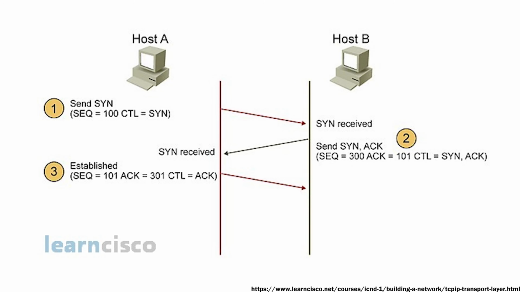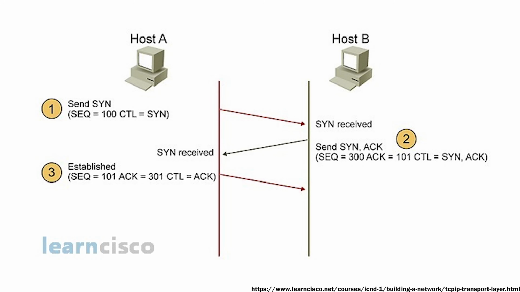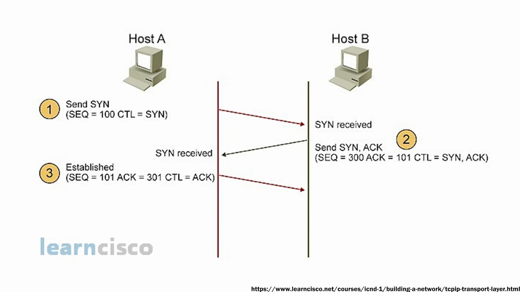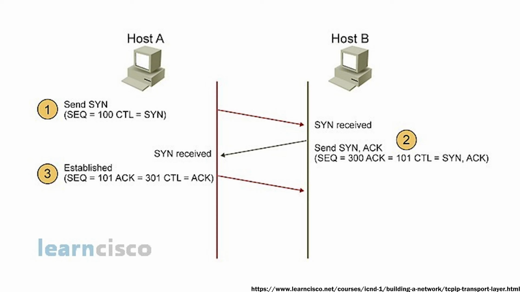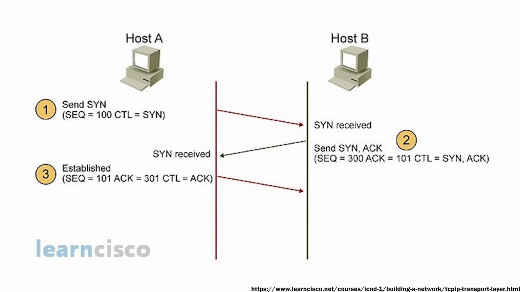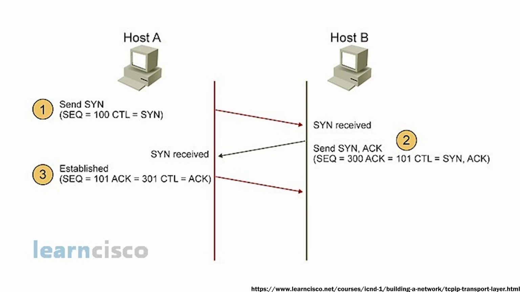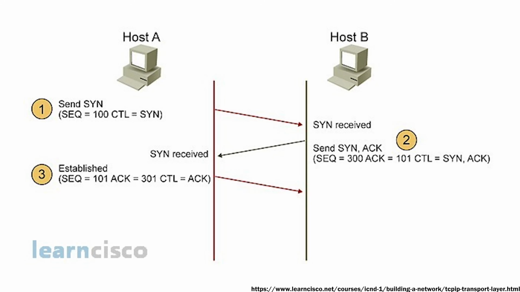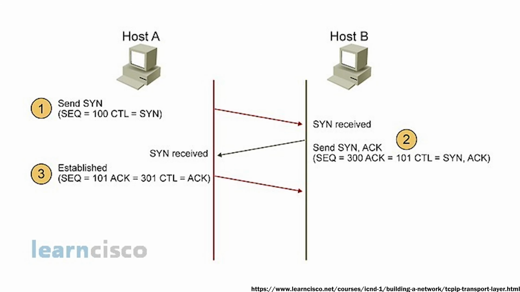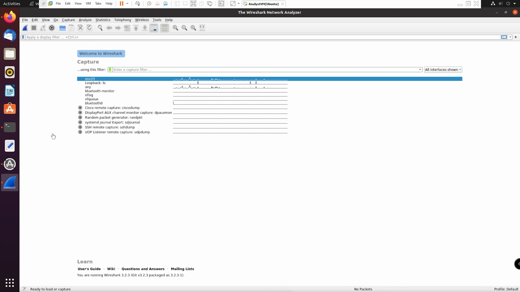And then host B replies back to host A with a SYN ACK flag, and then host A replies back to host B with an ACK flag. So that's what the TCP handshake looks like. Host A sends a SYN flag to host B, and host B sends a SYN ACK packet back to host A, and then host A replies back to host B with an ACK packet, and then they can start the transmission. Now, let's look at how that works in Wireshark.